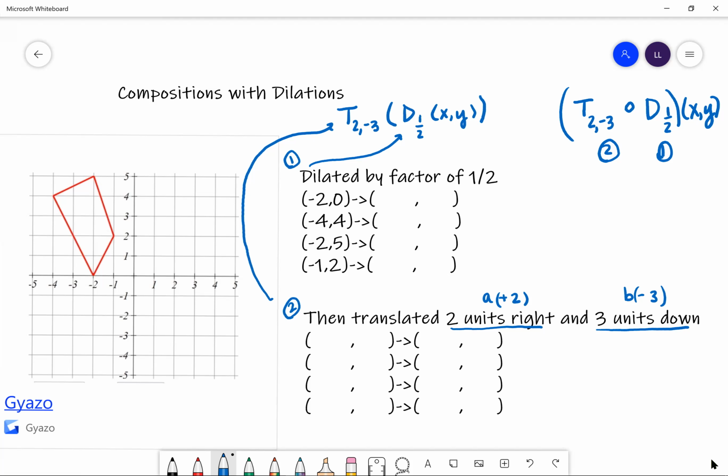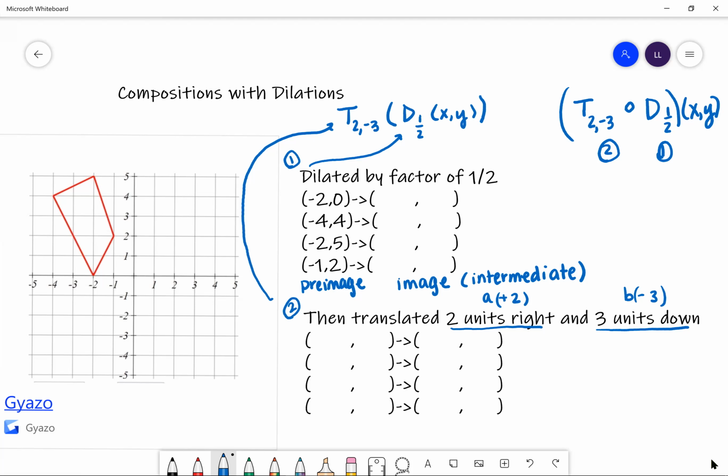Now, let's explicitly talk about the domain and range of these composite functions. All right. So this is the pre-image. This is what we start off with. And after we perform this transformation, we're going to end up with a new set of points. This is going to be our image. It's not going to be our final image. It's going to be what we call our intermediate image, because we're doing 2 transformations on these points. So let's go ahead and find the new points.